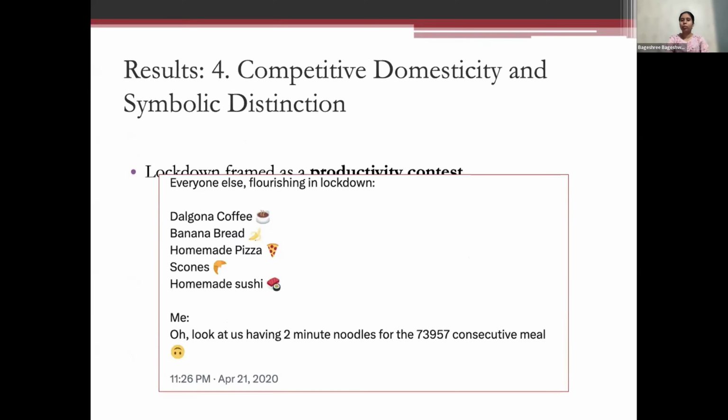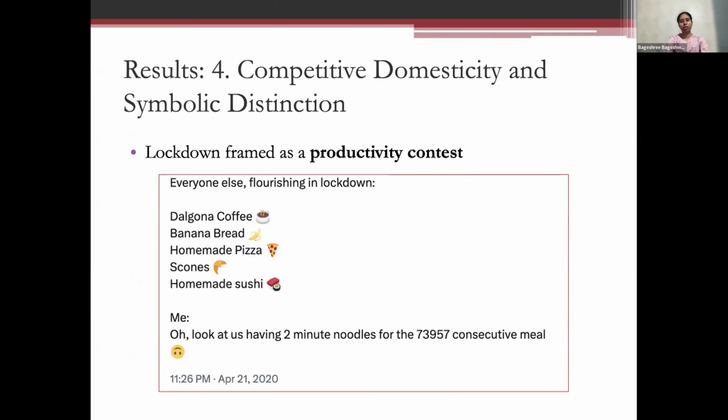The fourth theme is competitive domesticity and symbolic distinction. So here we can see Bourdieu's concept of distinction, how it is at work here. I'll read the example first: "Everyone else flourishing in lockdown. Dalgona coffee, banana bread, homemade pizza, scones, homemade sushi. Me, oh, look at us, having 2-minute noodles for the 73957th consecutive meal." So here we see a clear distinction between everyone else and me.